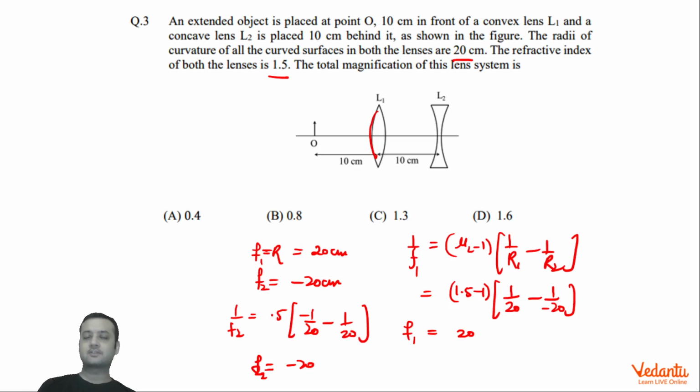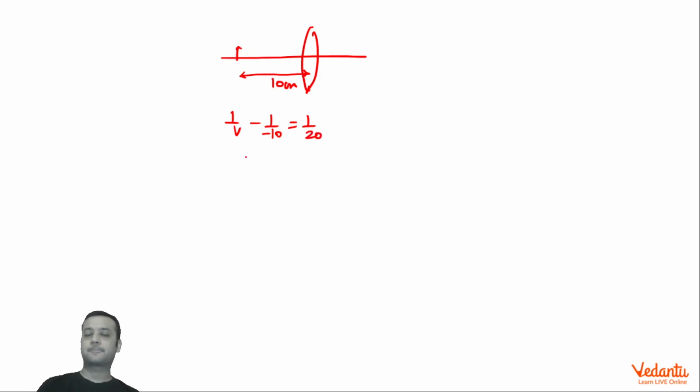Anyway, now let's solve this question. For the convex lens, the object is kept at a distance of 10 centimeters. Using 1 by v minus 1 by u, u will become -10, is equal to 1 by f. F will be 20 actually. So from here we get 1 by 20 minus 1 by 10. So this becomes v equals -20. That means image will be formed somewhere over here.